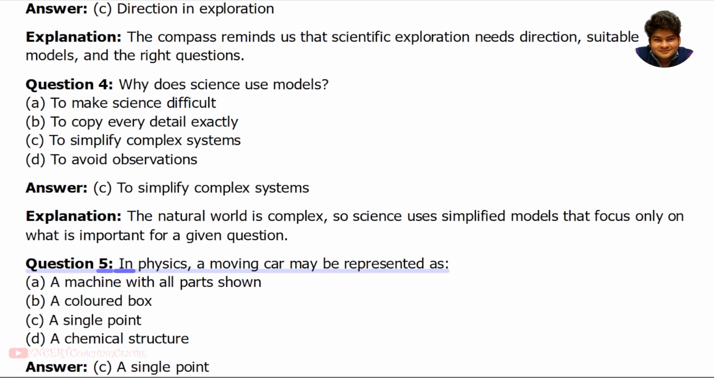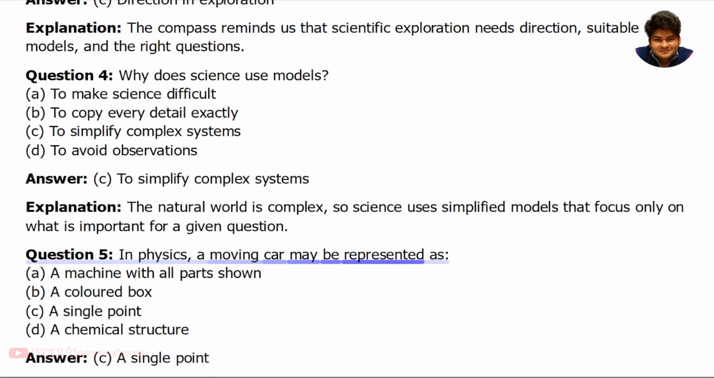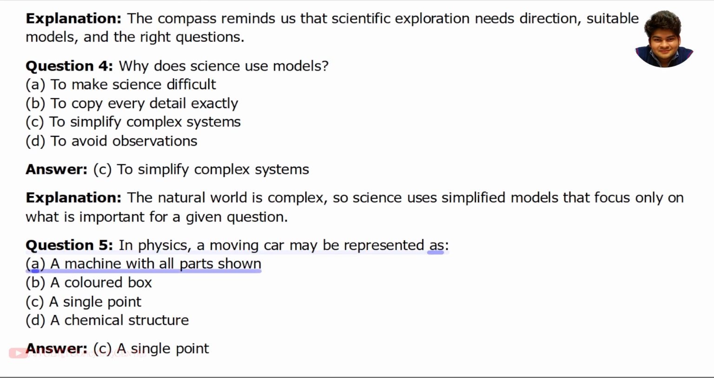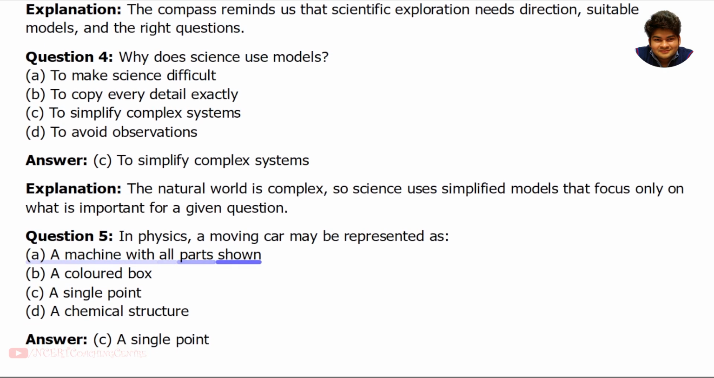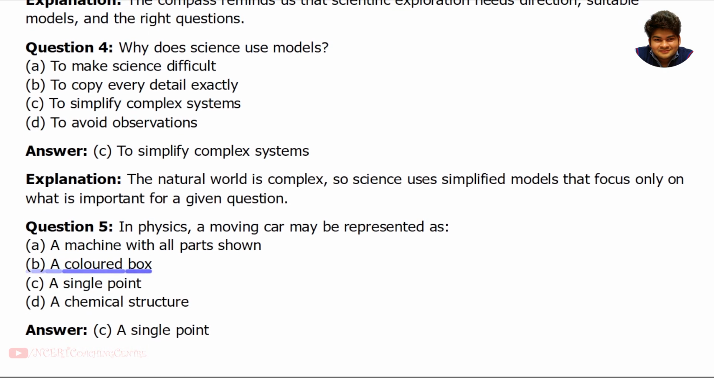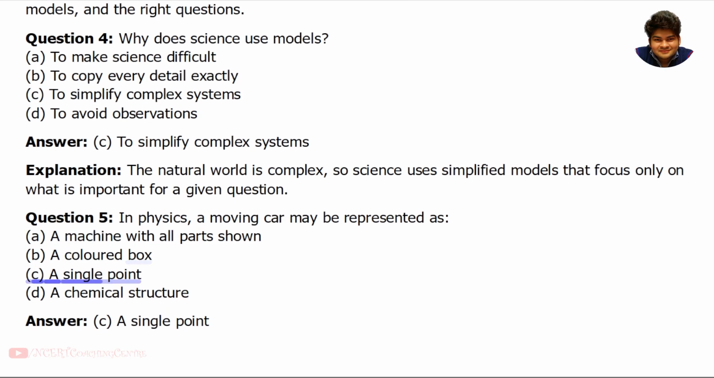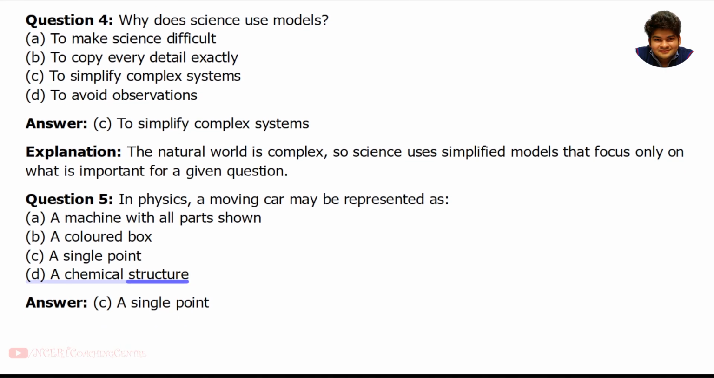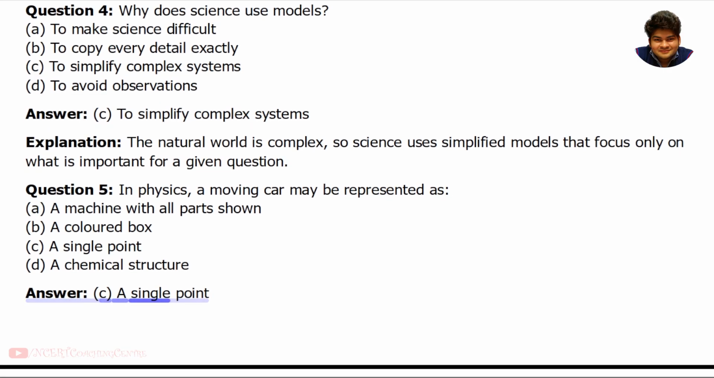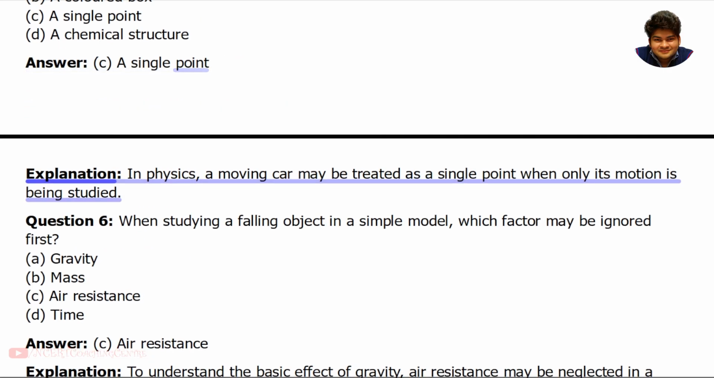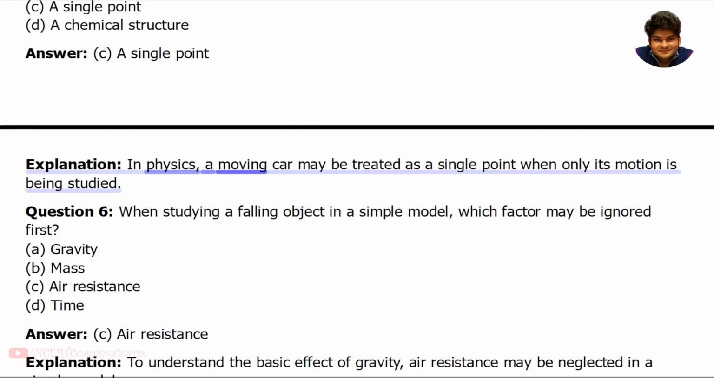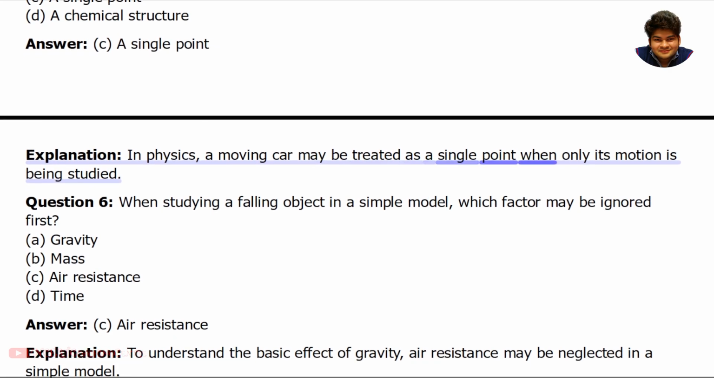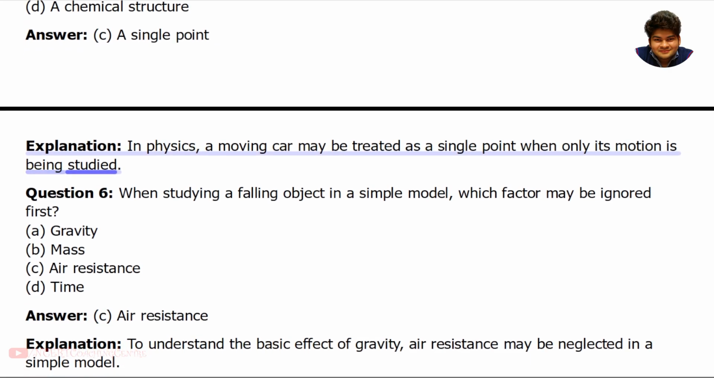Question 5. In physics, a moving car may be represented as A. A machine with all parts shown. B. A colored box. C. A single point. D. A chemical structure. Answer: C. A single point. Explanation: in physics, a moving car may be treated as a single point when only its motion is being studied.